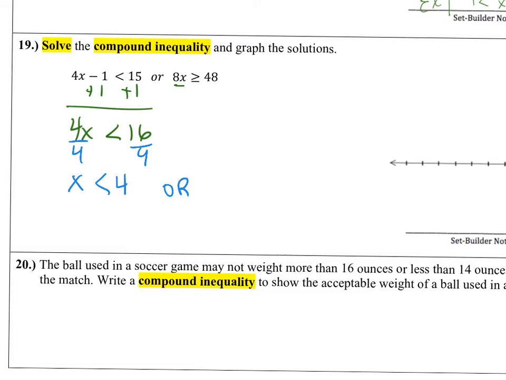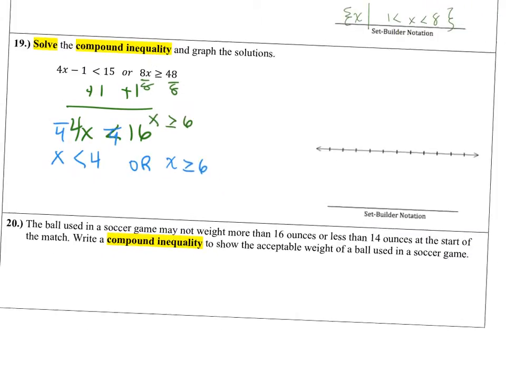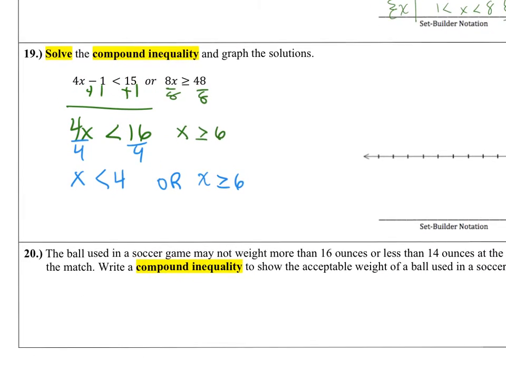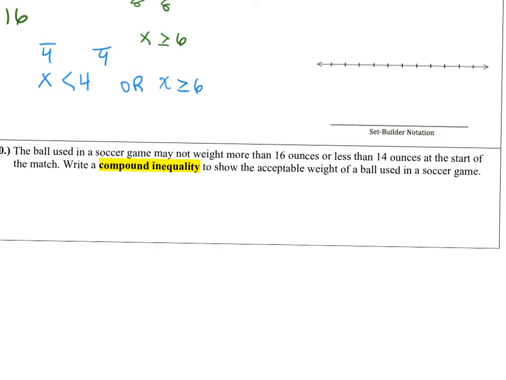you divide by 8 on both sides and you get x is greater than or equal to 6. So your solutions, because it's an or, are going to be treated independently. It's either one or the other. This one got a little messed up when I was moving it. The way that you would graph it is make sure that you remember that you have to arrange them from least to greatest, otherwise your number line is going to be messed up.